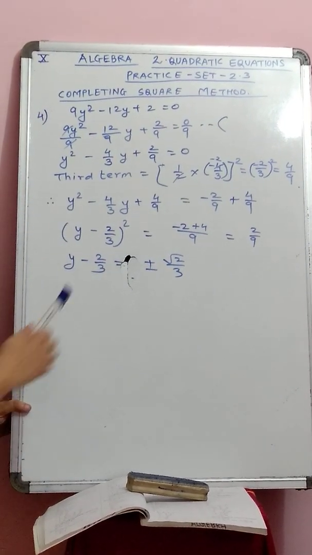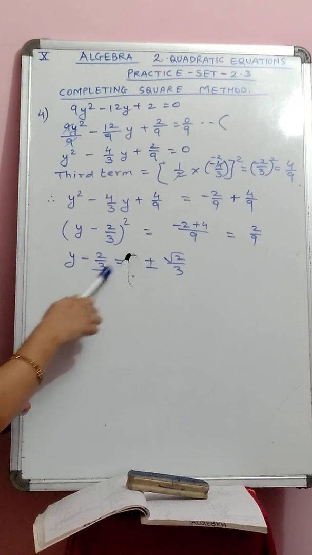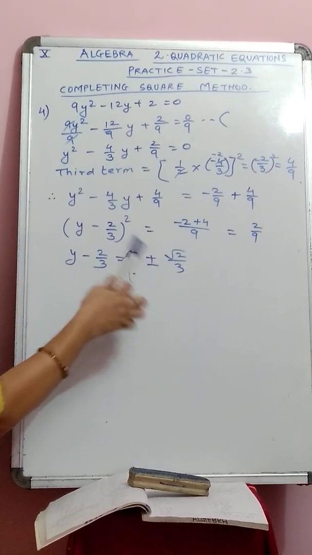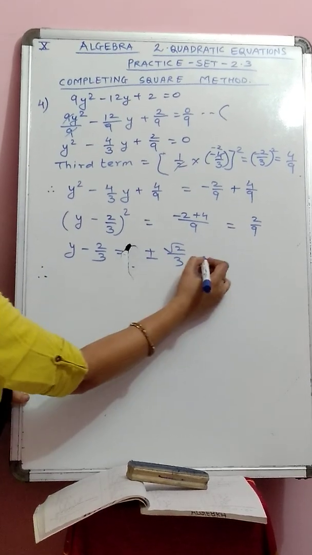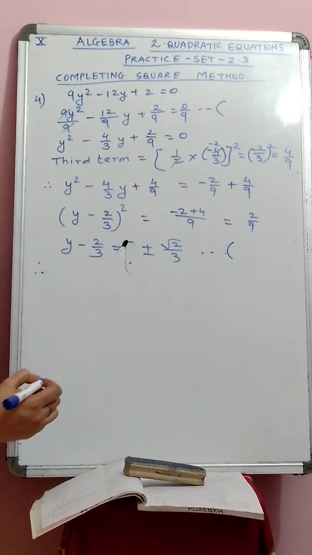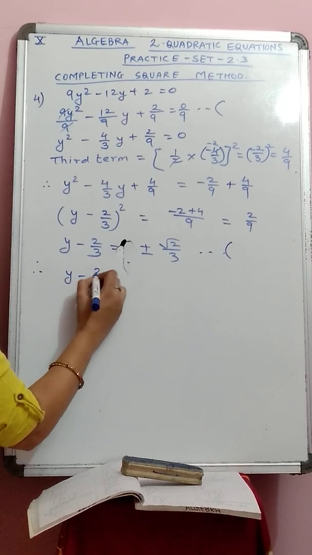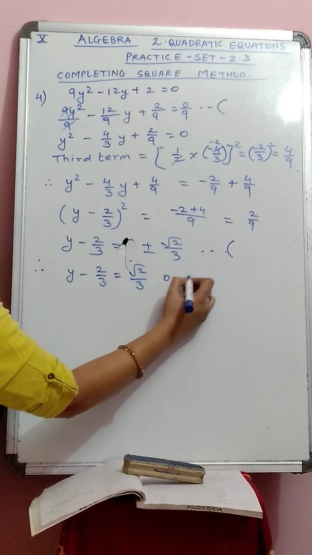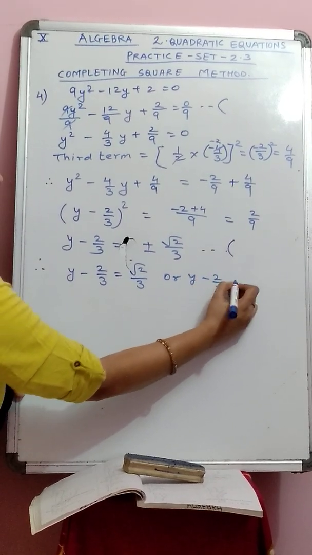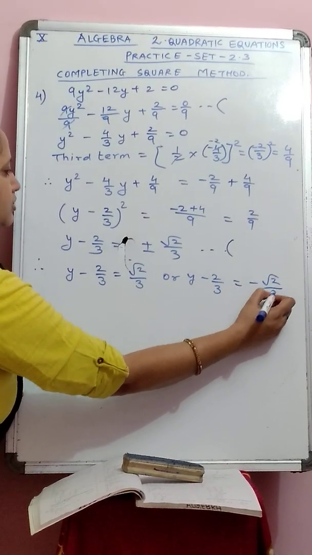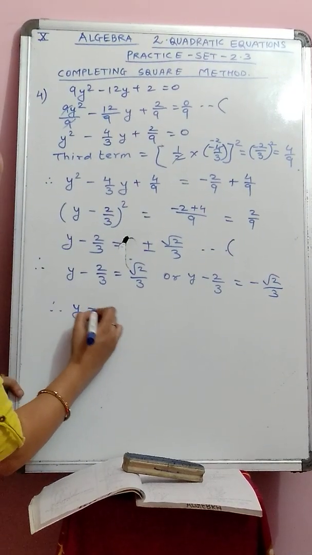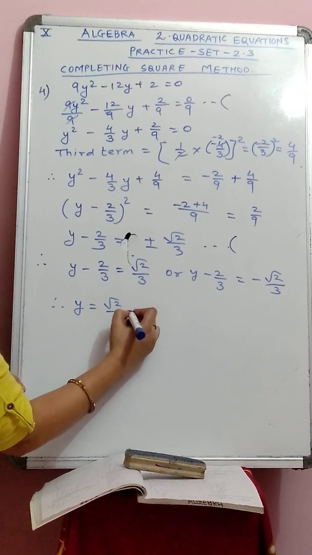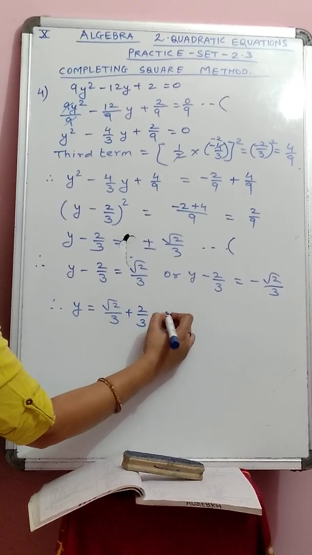Understood? y minus 2 upon 3 is equal to plus minus, the square root of 2 is root 2 and the square root of 9 is 3. Okay, therefore here you have to write taking the square root both the sides. Then y minus 2 upon 3 is equal to root 2 upon 3 or y minus 2 upon 3 is equal to minus root 2 upon 3. Okay, therefore y is equal to root 2 upon 3. This minus 2 upon 3 will go to that side. It will become plus 2 upon 3.